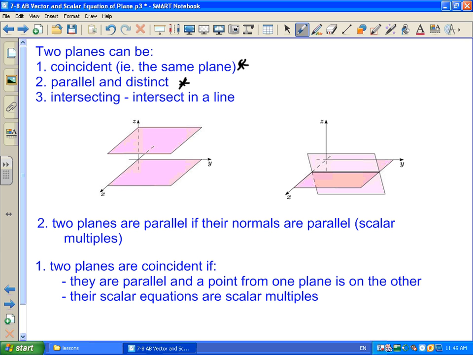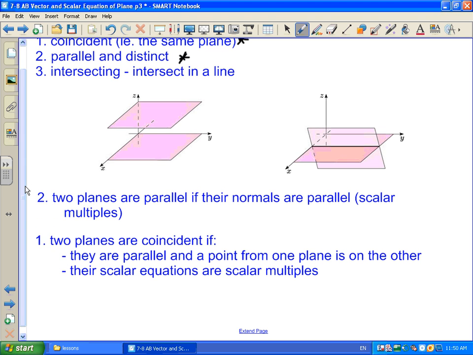This was the same method we used when we were working with 2 lines to see if they were coincident lines. We took one point from one line, checked to see if it satisfied the other equation. The other option we have for seeing if they're coincident is if we are given the scalar equations of both planes. If the scalar equations are scalar multiples of each other, that means the planes are coincident. Which makes sense. This is, again, analogous to what we saw with lines. If one line was a multiple of the second line, they were essentially the same line. So these are the possibilities that we have here.